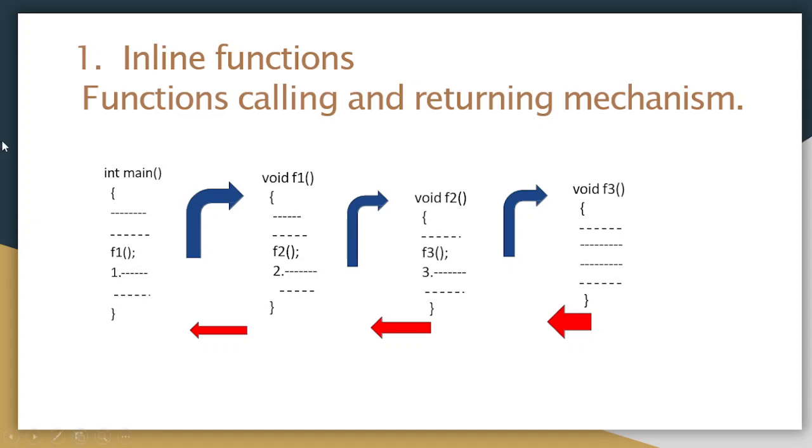So as you can see here is a main function. Inside this we have a function f1. Inside this function we have another function. Inside the third function we have another function. And the function calling and returning mechanism is in this manner. So first function will go inside, then another function will go inside, then it will go inside, then it returns the value to f2, then it will go to f1 and so on. And finally it comes back. So this is the whole process.